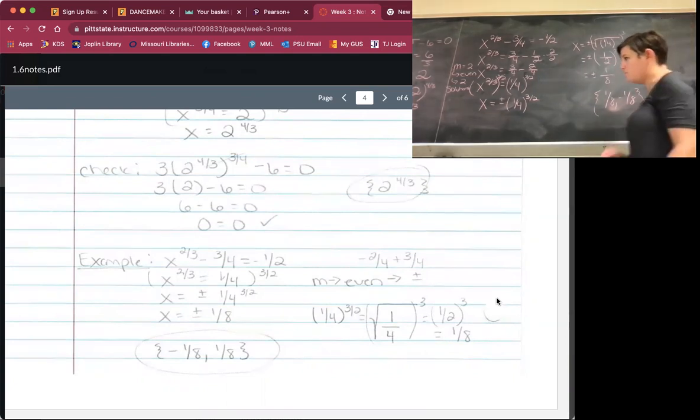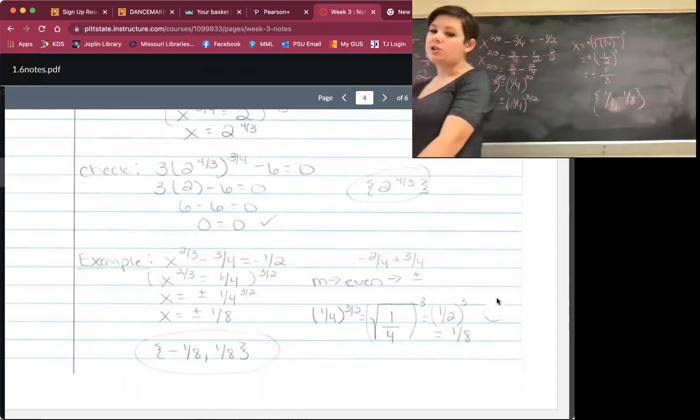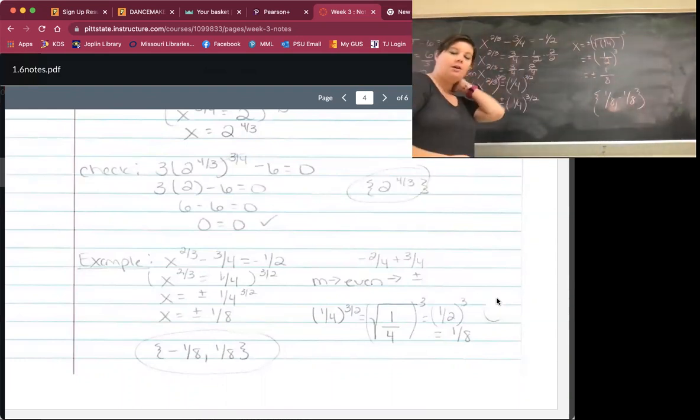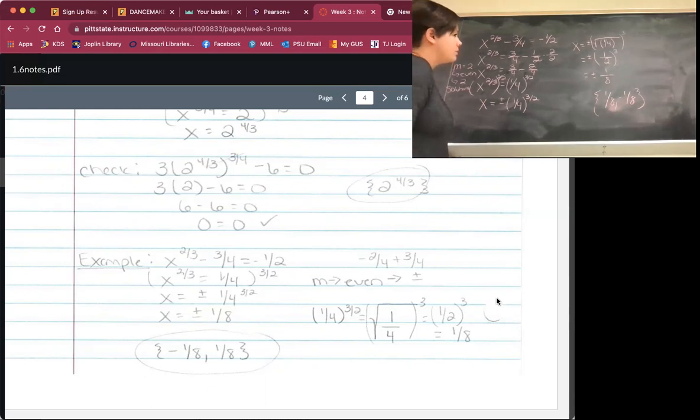So if you can simplify it out further, you always should simplify it out further. But if you can't, then you can't. But I kept working with it because I had a square root and I knew I could take the square root of 1/4. I knew I had a square root because I had a 2 in the denominator of my exponent. So I kept working it and kept working it and kept working it.